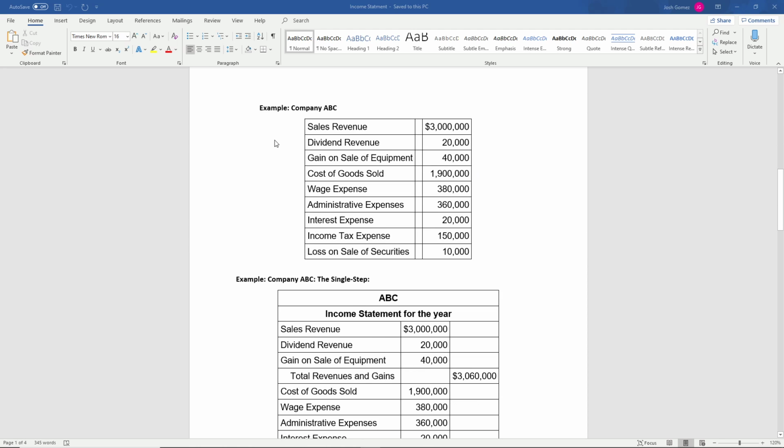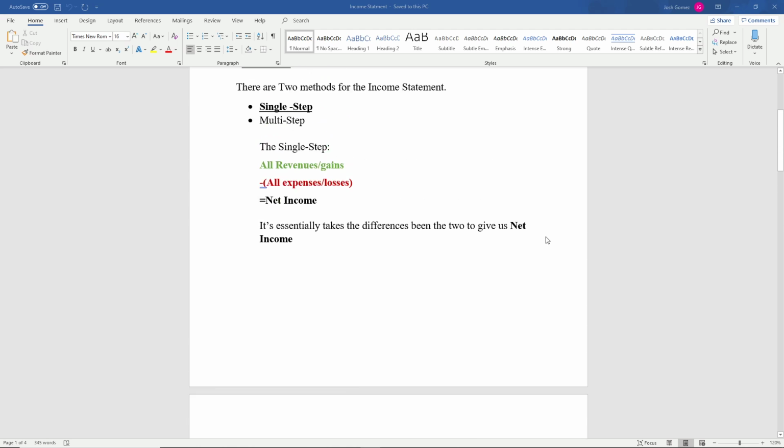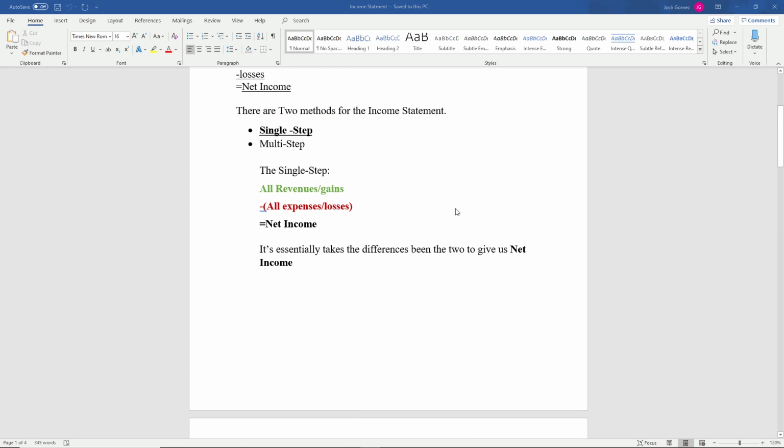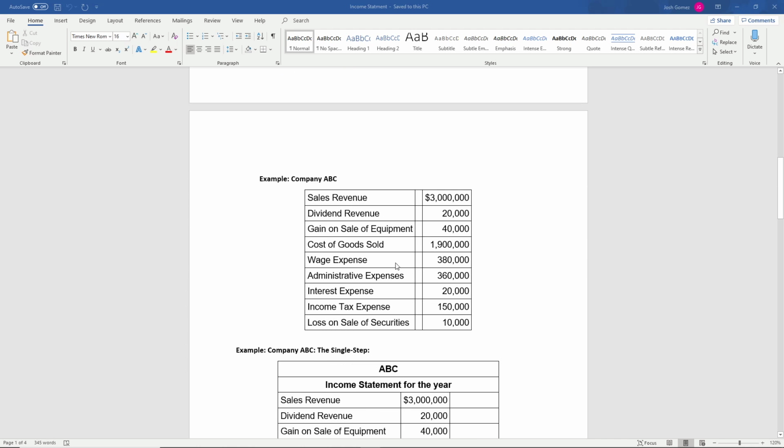So for example, ABC Company, we have a company's revenue, dividends, gain on sales, cost of goods sold, wage expense, administrative expense, interest expense, income tax expense, a loss on sale of securities. So scroll back up really quick. As you can see, we need revenue and gains. So let's worry about just getting the revenue and gains, which are sales revenue, dividend revenue, gain on sale, boom, right there. No other revenues there?